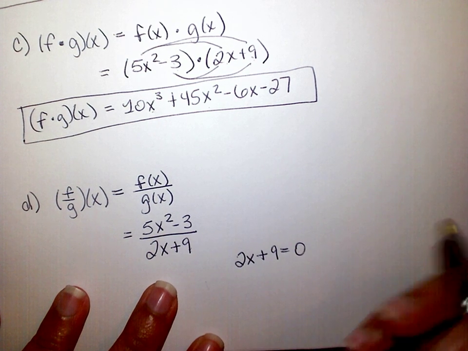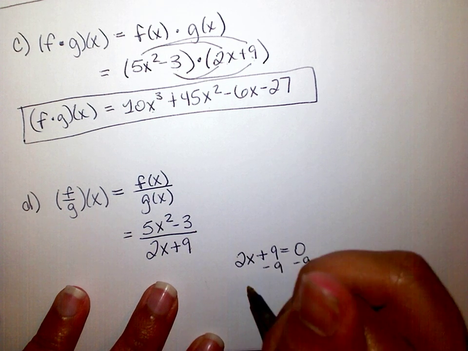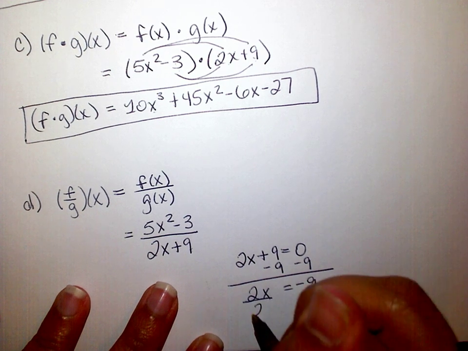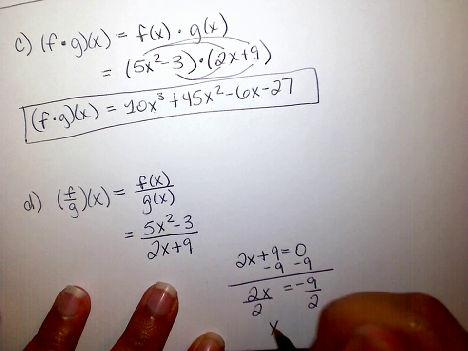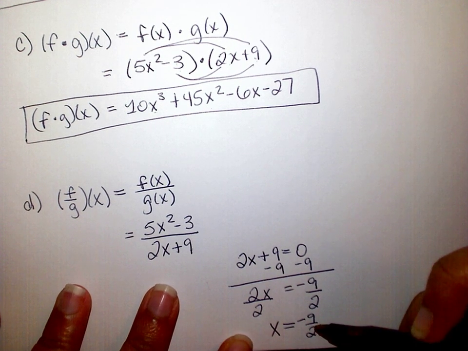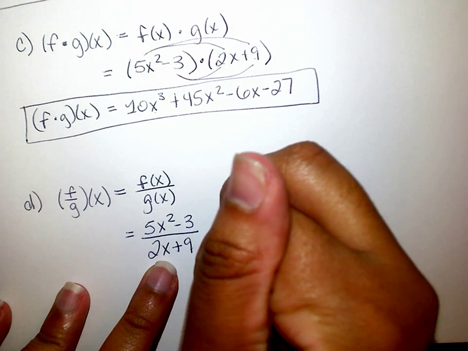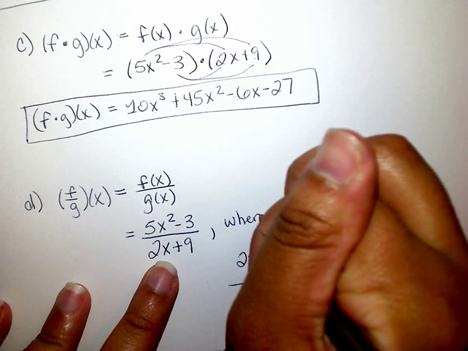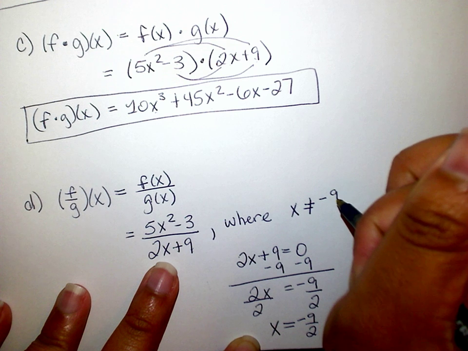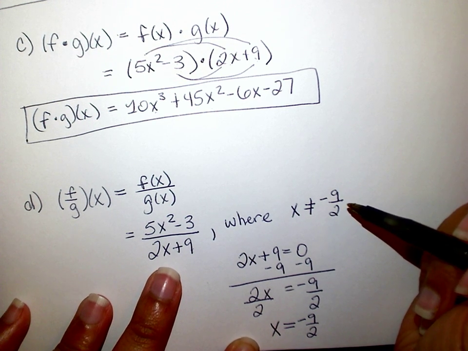equal to 0. So then we're going to subtract 9 from both sides. So then we get 2x equals negative 9. So then we're going to divide both sides by 2. So then x equals negative 9 halves. So a value of negative 9 halves would make our denominator 0. So our domain restriction is that x cannot equal negative 9 halves. So we have to include this domain restriction.